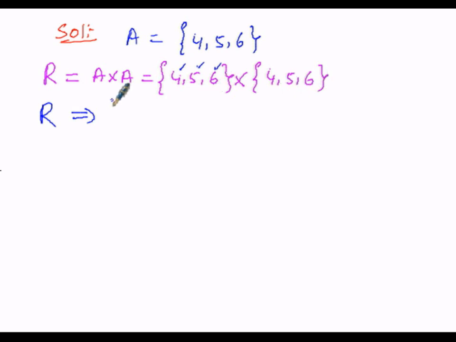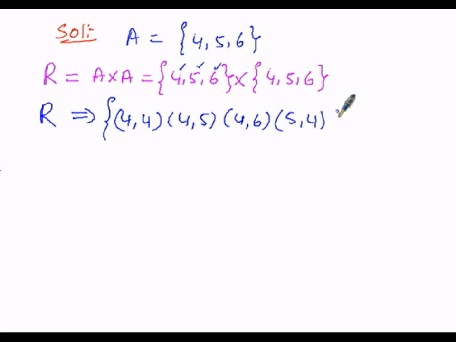Now the relation consists of the ordered pairs (4, 4), (4, 5), and the third ordered pair will be (4, 6). And with 5, that is (5, 4), (5, 5) and (5, 6). And with 6, (6, 4), (6, 5) and (6, 6) will be the last ordered pair.